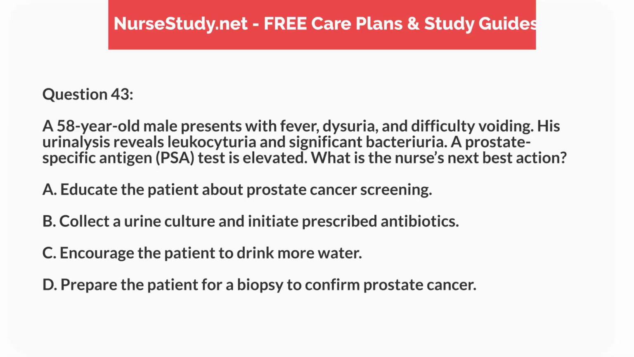Question 43. A 58-year-old male presents with fever, dysuria, and difficulty voiding. His urinalysis reveals leukocyturia and significant bacteriuria. A prostate-specific antigen, PSA, test is elevated. What is the nurse's next best action?